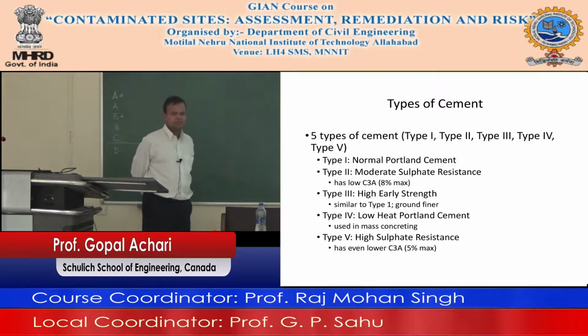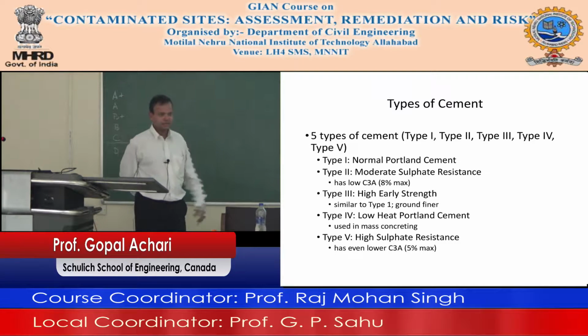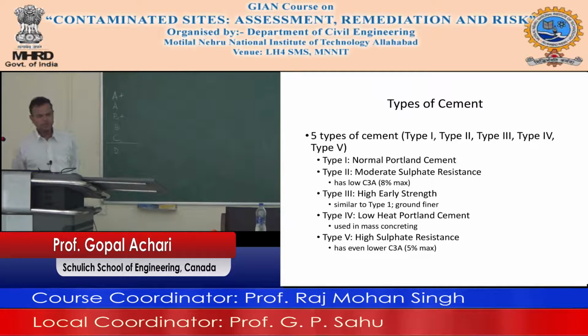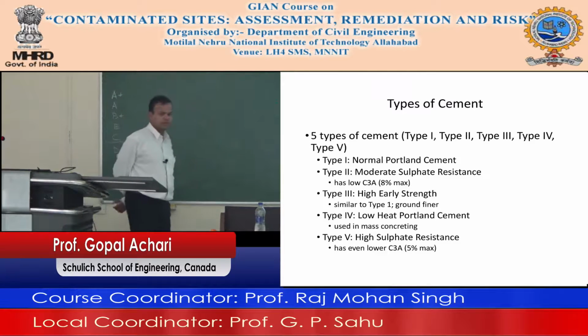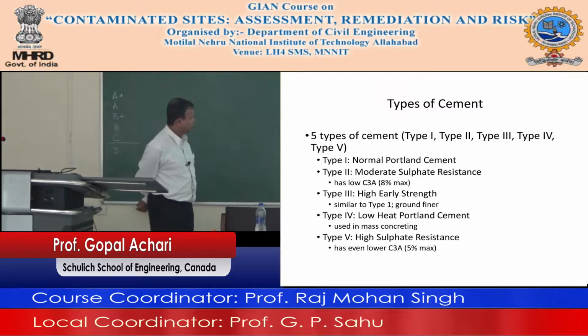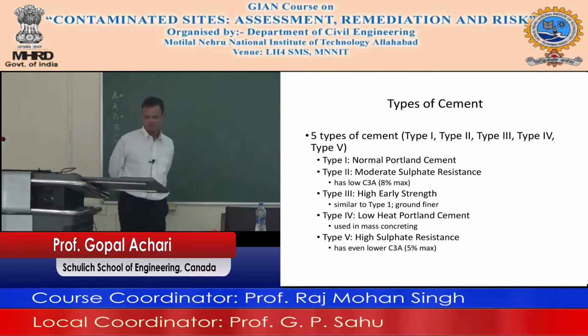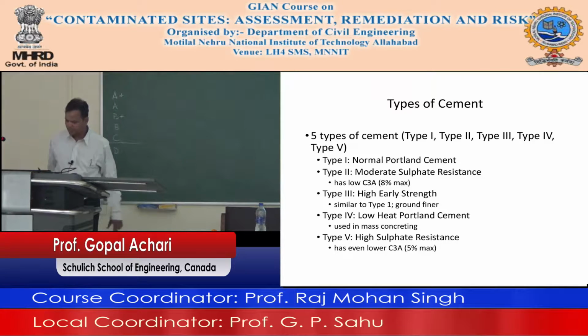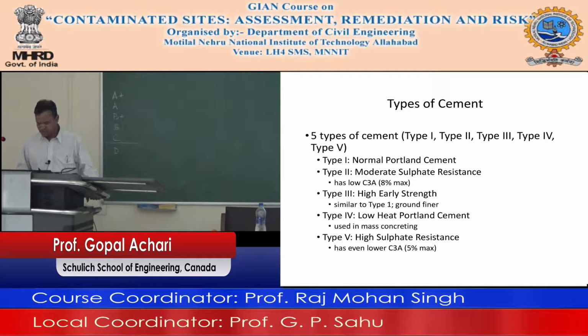So normal Portland cement, which is the one that we use in construction. There is moderate sulfate resistant Portland cement, which has low tricalcium aluminate, because sulfate resistant, right. You have high early strength. Then you have low heat Portland cement, so that's the one you need for dams. And then you have high sulfate resistance, which is for really sulfate-rich environments. So these are the 5 types of cement.